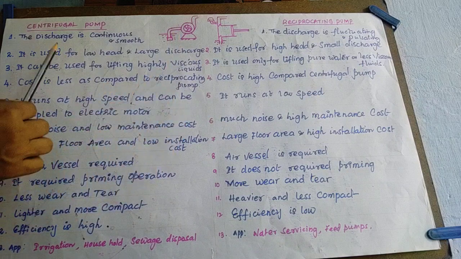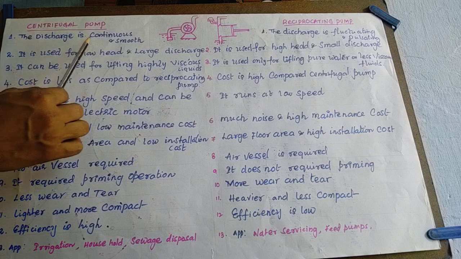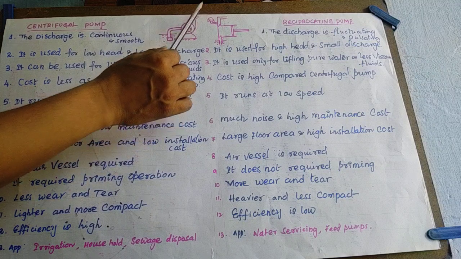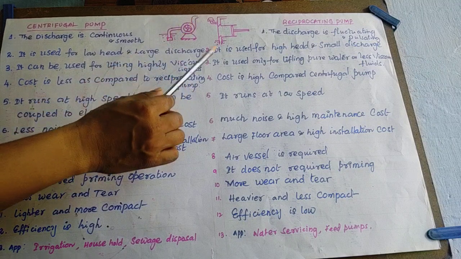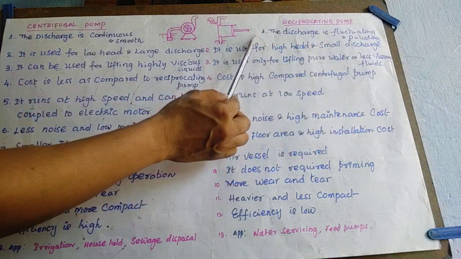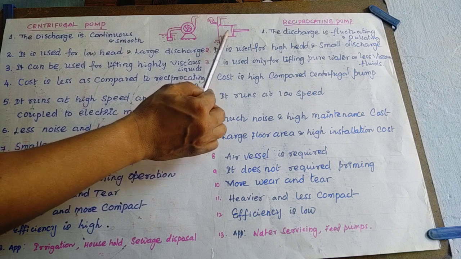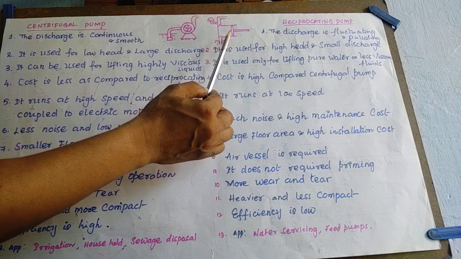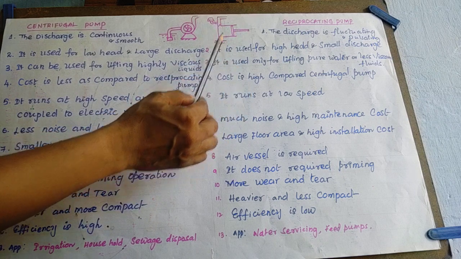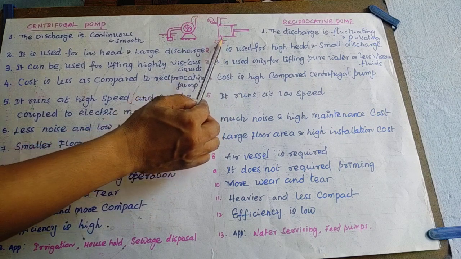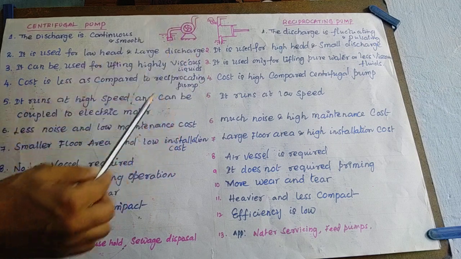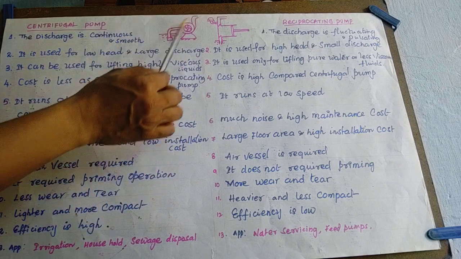So coming to the points, the discharge is continuous through the centrifugal pump. The discharge is continuously taking place from the centrifugal pump, but in case of the reciprocating pump, the discharge is fluctuating or pulsating or discontinuous. That means water will be discharged during one stroke, and in another stroke the water is entering into the cylinder. In that case, water is not discharged to the delivery pipe. So intermittent flow is taking place through this one, but continuous as well as smooth flow is taking place through the centrifugal pump.